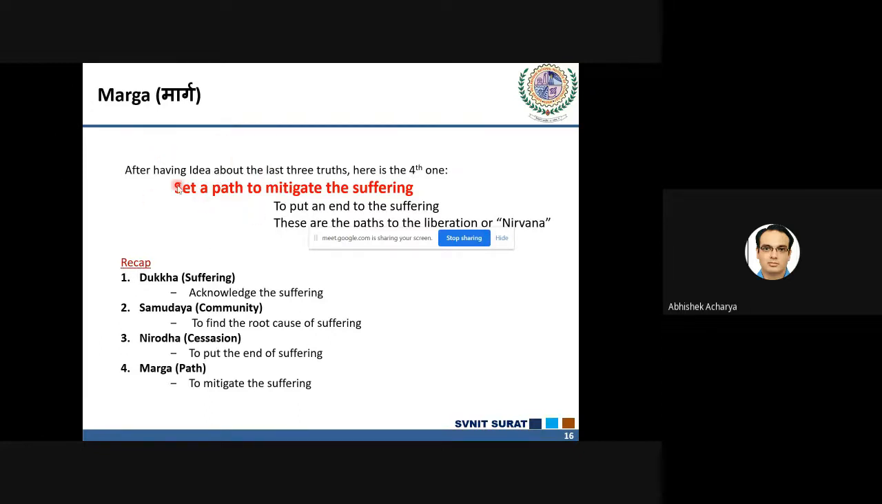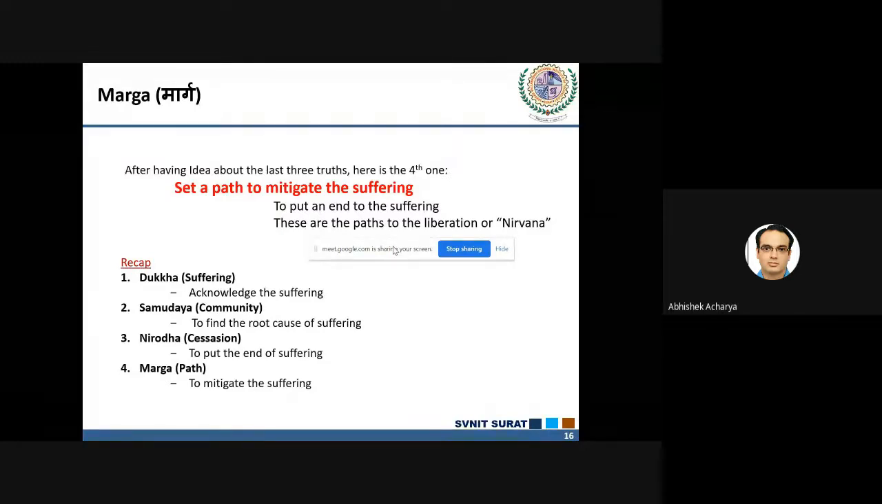So what is the meaning of marga according to Lord Buddha? Marga means to set a path to mitigate the suffering. Ultimately you have to set the path to mitigate the suffering, and this is the end of the suffering. So these are the paths to liberation or nirvana. As I discussed a few slides back, what was the concept of the Maslow hierarchy? He was saying that in the end people will attain the self-actualization state, and those concepts were already available in the Indian literature. We have to just furnish them, to show from where Maslow or other people are taking, or stealing, those Indian concepts.